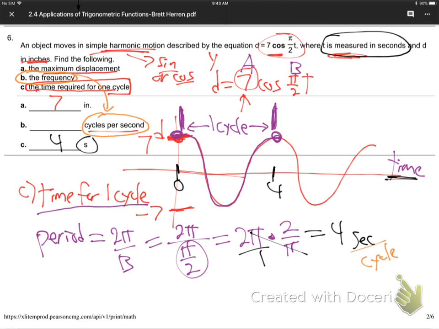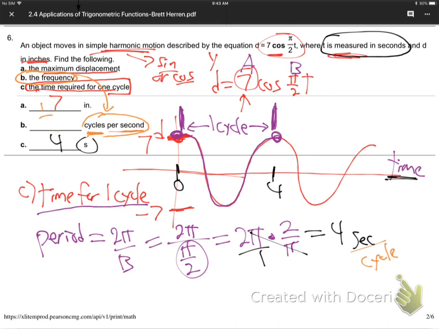So what? Well, now they want cycles per second. This is seconds per cycle. Answer C, the 4, is 4 seconds per cycle. And in B, they want cycles per second. What do we do? Flip it. 1/4. Done. See how the units are just upside down? Frequency is upside down of a period.